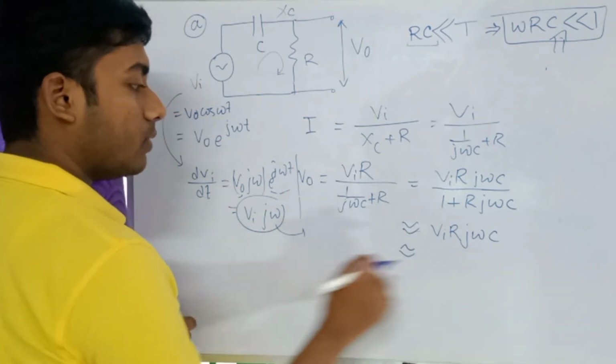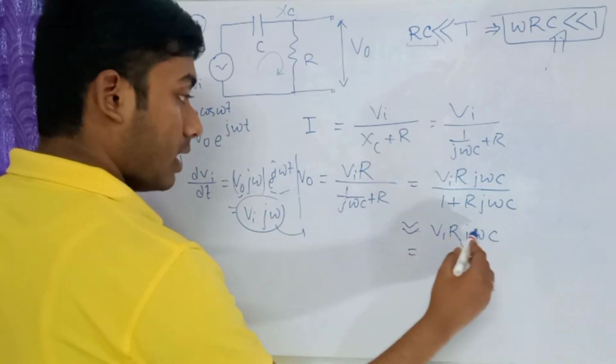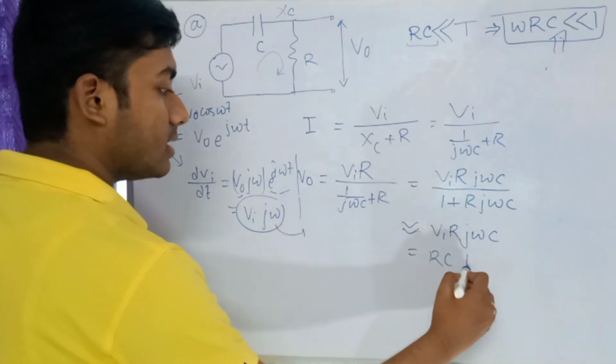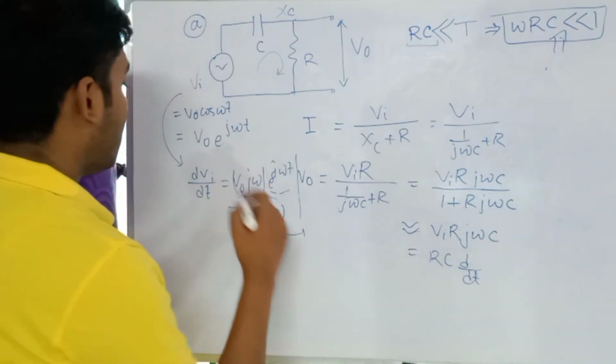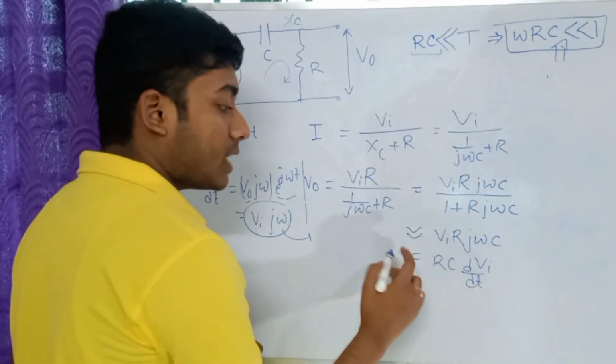So this will be equal to RC times Vi j omega, and I can represent it as RC times dVi by dt. So this is our actual result.